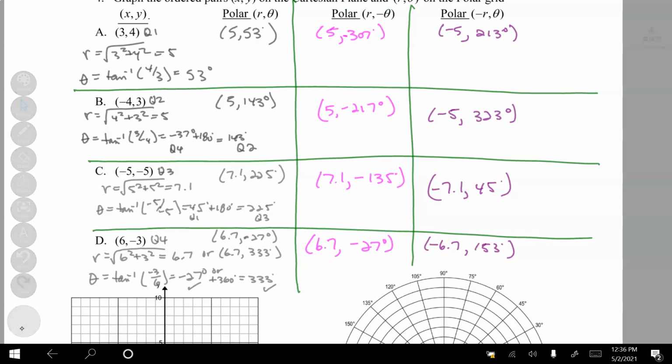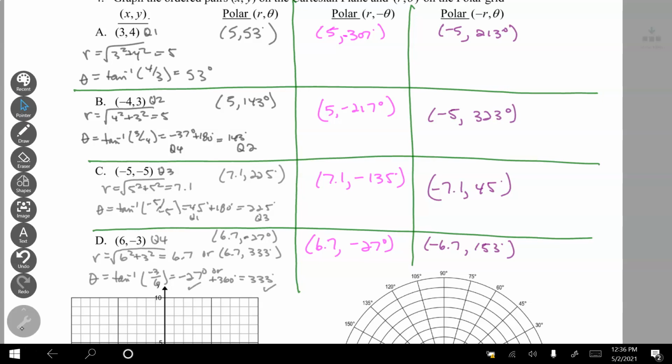Notice I always had to match the quadrant. So in part C, I had to add 180 degrees again. In part D, I had the quadrant matched, but I could add 360 if you don't like that negative 27 degrees. For the middle column, I just subtracted 360 from the theta. And in the last column, I made the r negative, and I either added or subtracted 180 degrees to the original theta to get the angle I wanted.